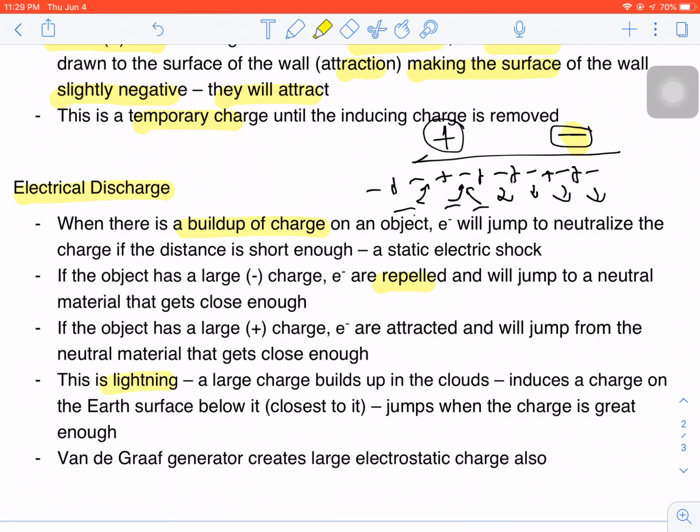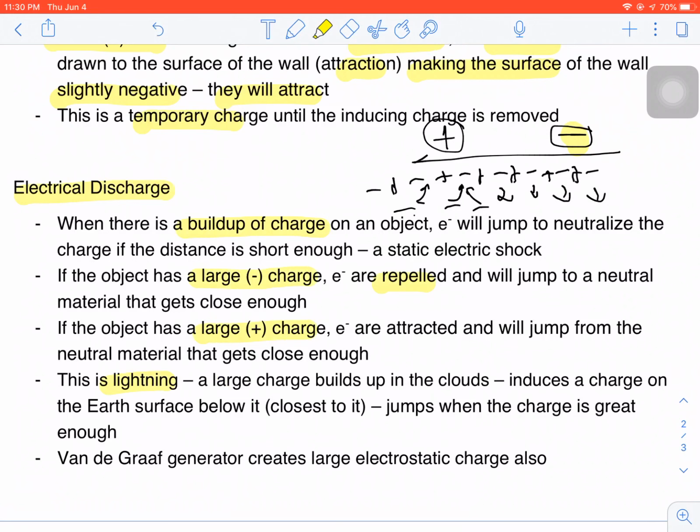The same thing happens in lightning. If the object has a large amount of negative charge, electrons want to get away. If I have a lot of positive charge and I reach for the door handle, electrons in the door handle are attracted to my positive fingers, and as my fingers get close enough, they will jump through space and cause my fingers to accept the electrons and create a small shock for me. So there is our electrical discharge.